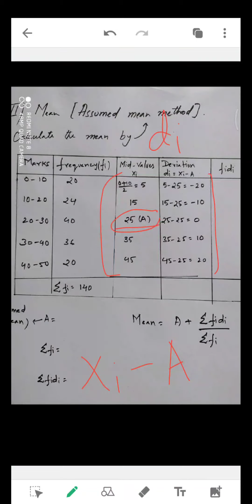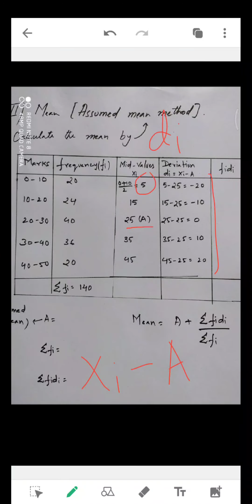So let's see step by step now how to find deviation. What is our a value here in our question? A is 25. The first thing you see, I am finding deviation as xi minus a. What is xi for the first one? For the first one, xi is 5, and our a value is 25, common for all.